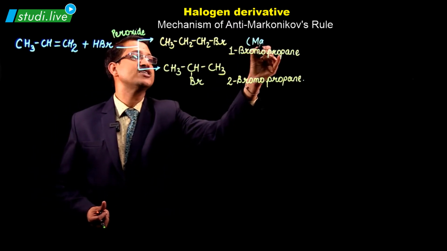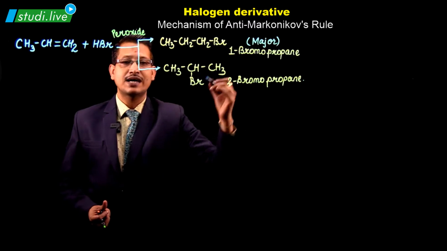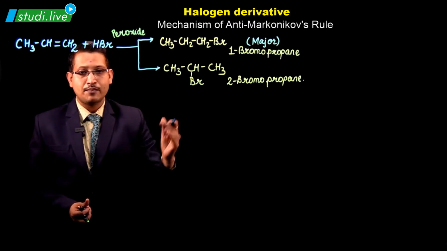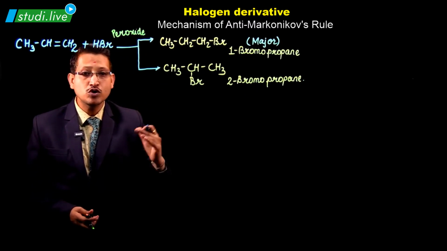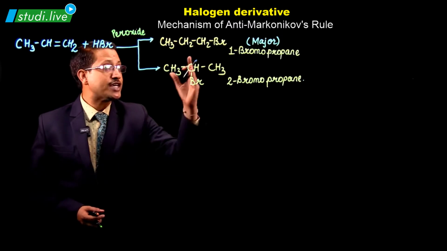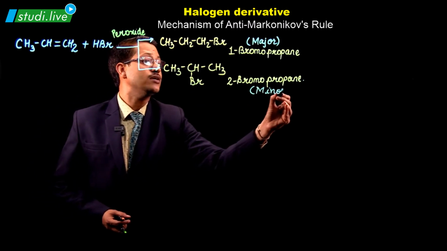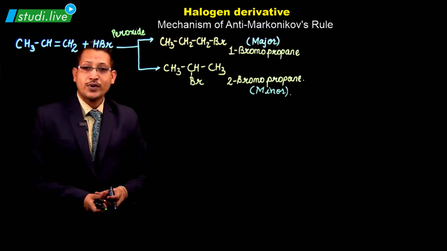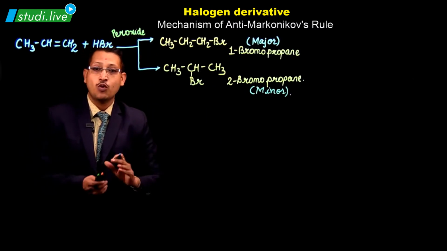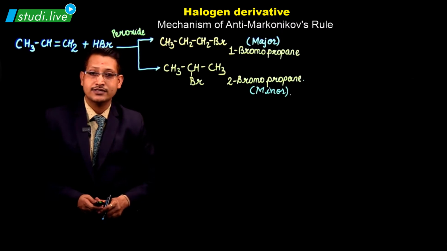The two compounds we get here are 1-bromopropane and 2-bromopropane, and as per the anti-Markovnikov's rule, 1-bromopropane is supposed to be the major product. In the previous example of Markovnikov's rule, you had 2-bromopropane as the major product. Here 1-bromopropane is the major product and 2-bromopropane is the minor product. Now the question is, why does this happen, or what is the mechanism lying in this reaction?